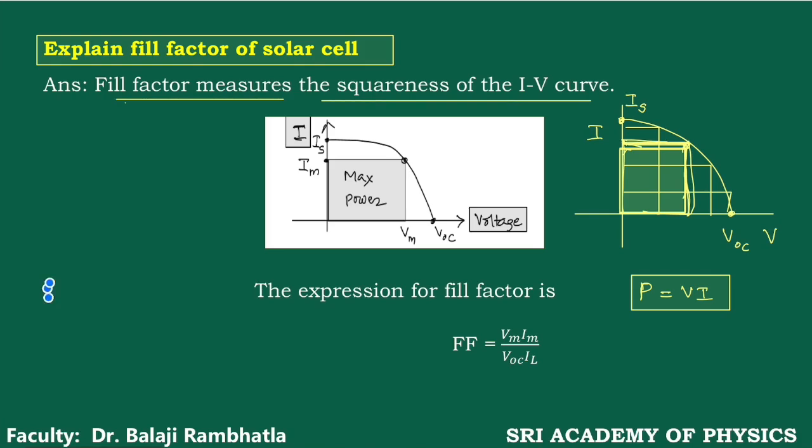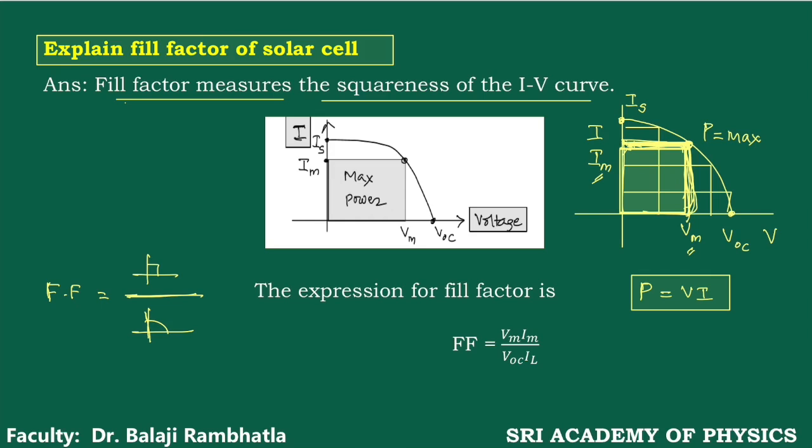How to define the fill factor? Fill factor is equal to the area of the square divided by the area of the curve. Let us say at this point the power is maximum. Here this is called the maximum voltage and this point is called the maximum current. At this maximum voltage and maximum current, the solar cell maintains its maximum power. So the solar cell must be operated at this voltage and current.